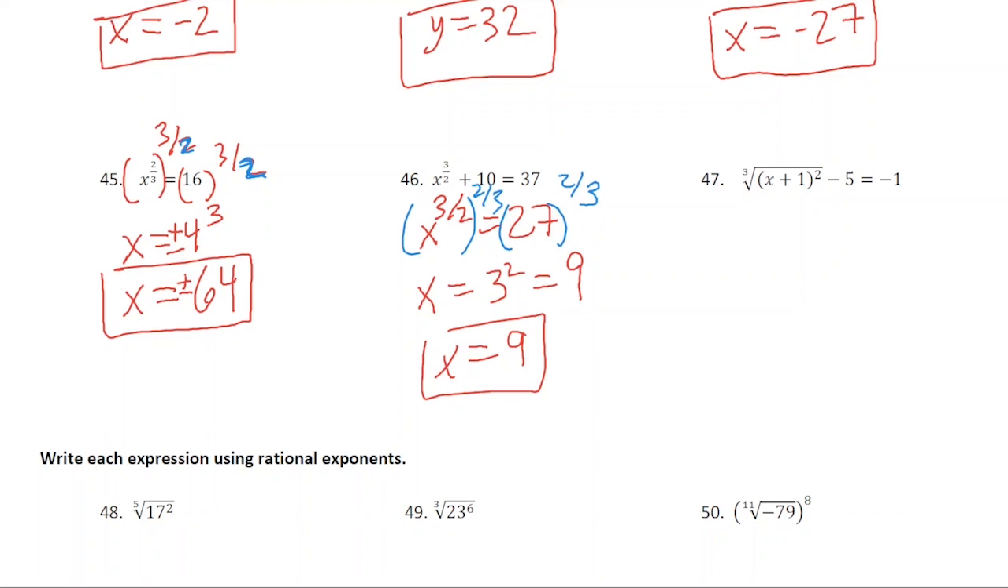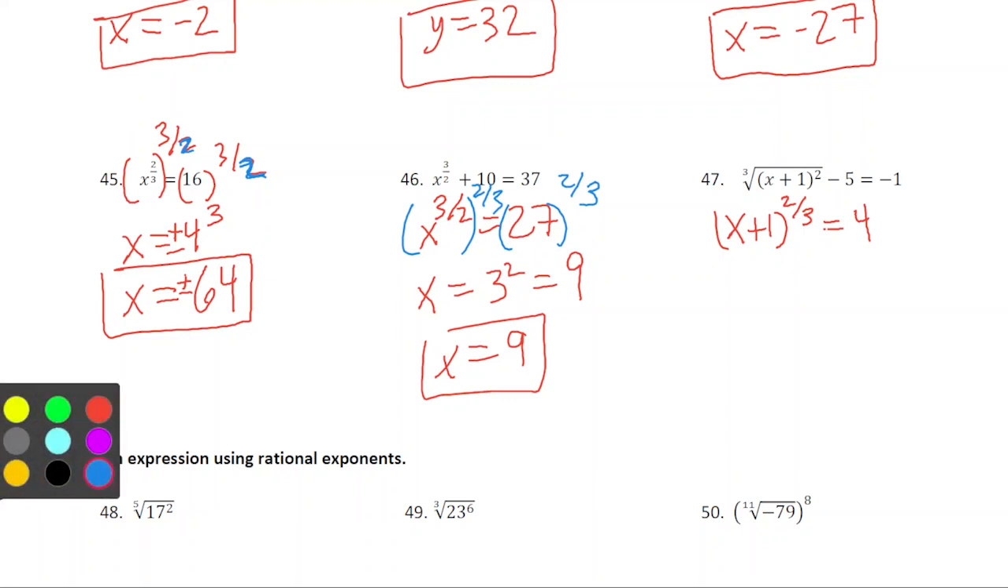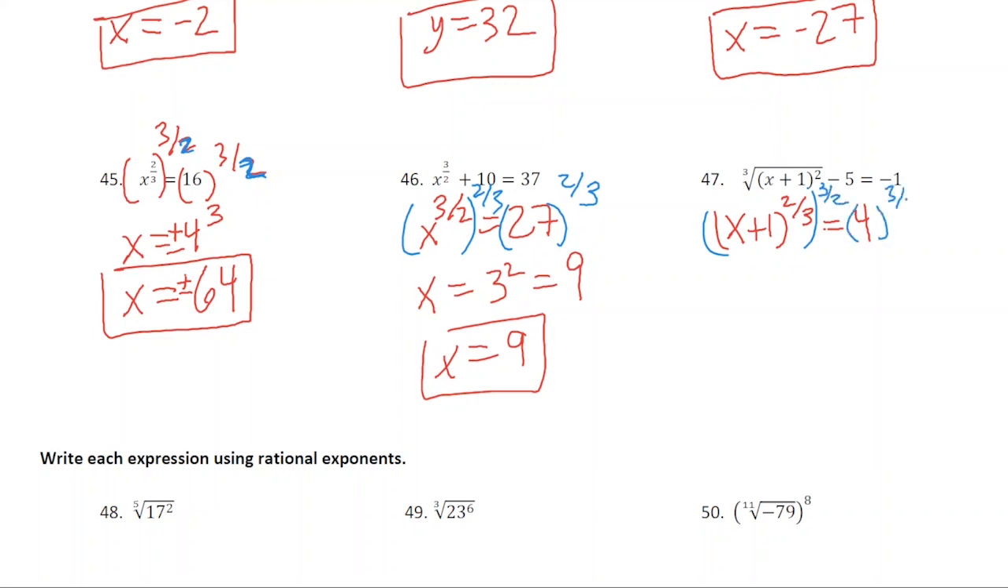Number 47, let's rewrite this. I'm going to rewrite this as x plus 1 to the 2/3 power. I'm going to add 5 to both sides. So that's going to give me 4. And so now what I want to do is raise both sides of the equation to the power of 3/2. That gives me x plus 1. Now do I need the plus or minus? Well, I examine this denominator here. It's 2, which is even, so I do need the plus or minus here. Wait, it's not going to be 4. Let's see what it's going to be.